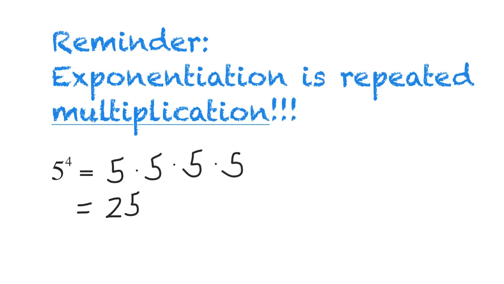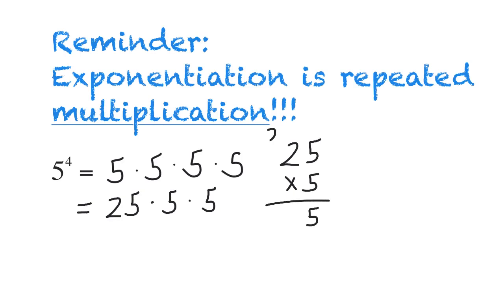I'll work with the first two 5s. 5 times 5 is 25, so I need a times 5 and a times 5. A little bit of work on the side, 25 times 5. 5 times 5 is 25. 5 times 2 is 10, plus 2 is 12, equals 125. I have 125 now times 5.